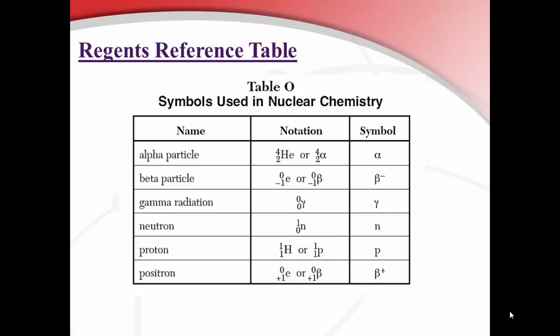Regents Reference Table O gives the name, notation, and symbol of the common types of radiation. Going down the chart in order, we have alpha particle, beta particle, gamma radiation, neutron, proton, and positron. As shown in the notation column, the mass number is in the upper left-hand corner of the symbol, and the atomic number or charge is the number at the lower left-hand side of the symbol.